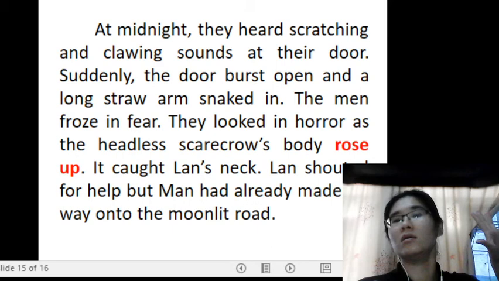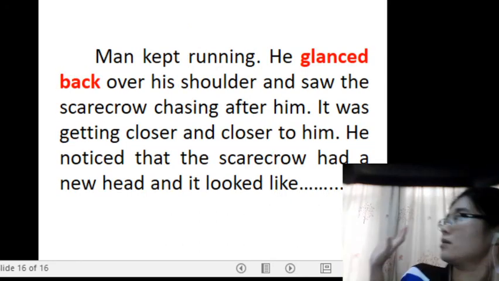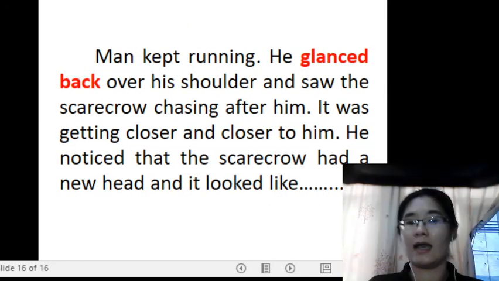Man kept running. He glanced over his shoulder and saw the scarecrow was chasing after him. It was getting closer and closer. He noticed the scarecrow had a new head. Oh no, and it looked like, I don't know. Maybe you know the answer.